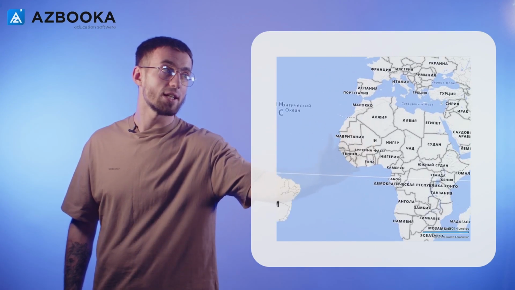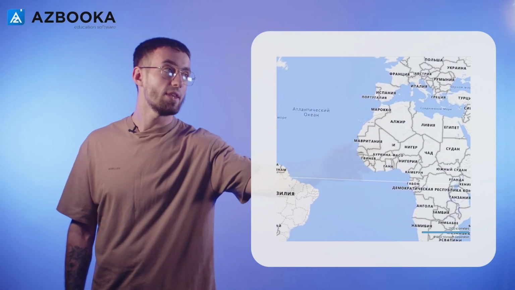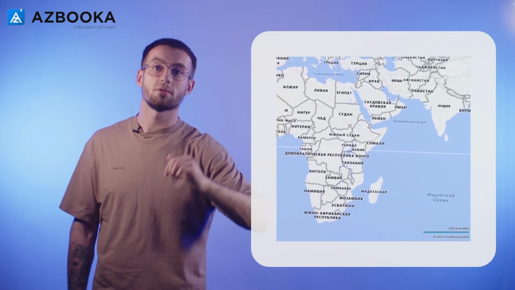You can also add a map, for example, for geography class. Africa is the second largest continent after Eurasia, washed by the Mediterranean Sea from the north, the Atlantic Ocean from the west, and the Indian Ocean from the east.